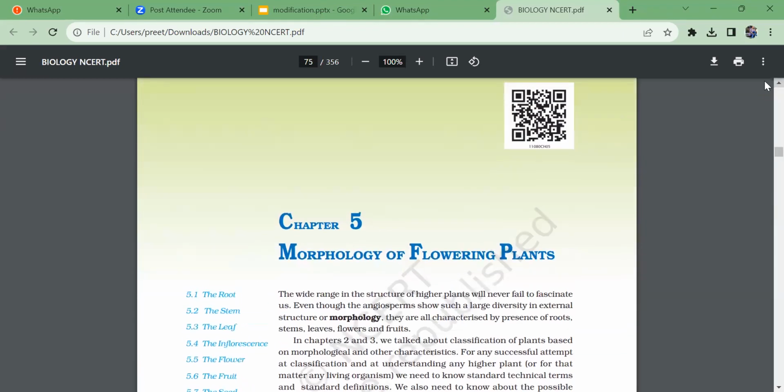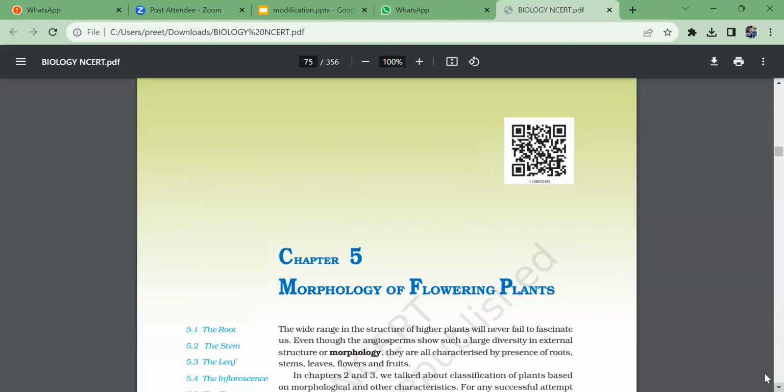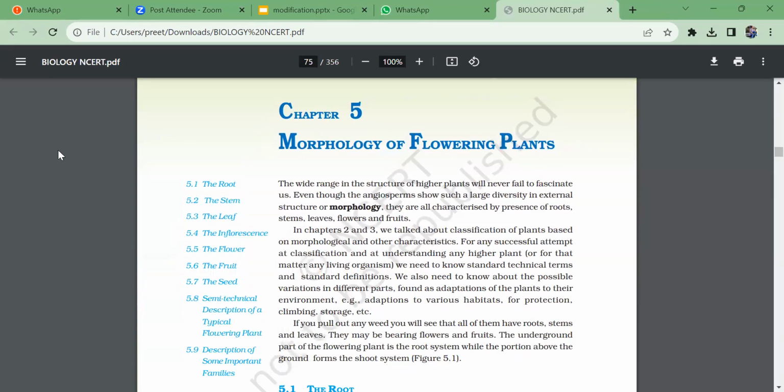Okay, so this is the chapter. This is chapter 5, that is morphology of flowering plants. These are the topics we have to study. I'll read out the topics for you all. First one is the root, stem, leaves, inflorescence, flowers, fruits, seed, a semi-technical description of the typical flowering plants, description of some important families. So we need to study these many things.